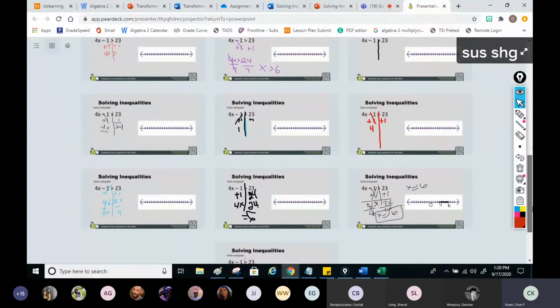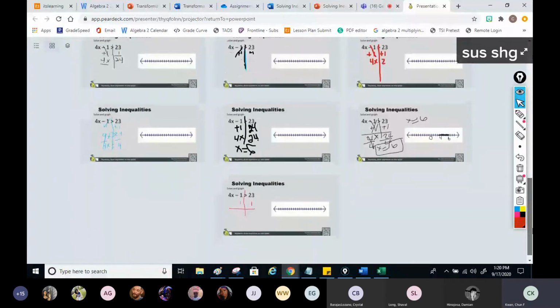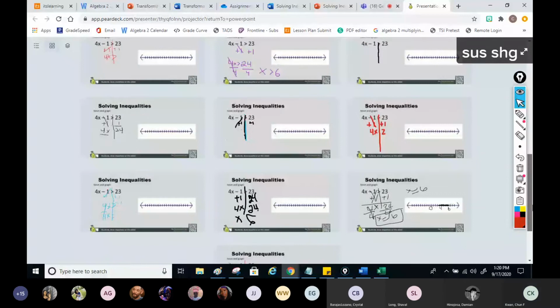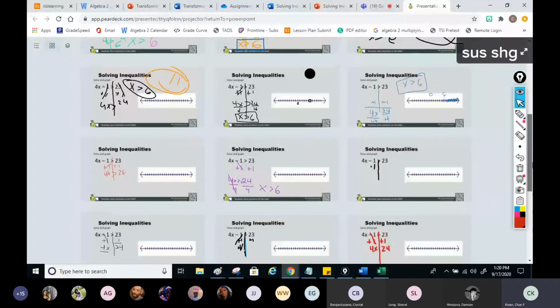And then one of you guys forgot the inequality symbol. So make sure this is an inequality symbol. It's not an equal sign at the end. Someone gave me an equal sign at the end. You may want to correct that. This is a greater than, okay? You have to keep the inequality sign.